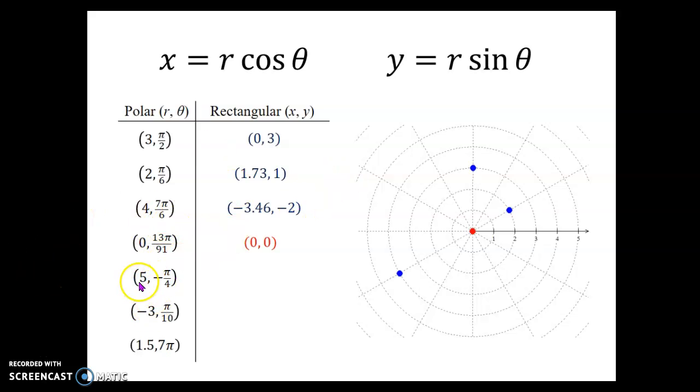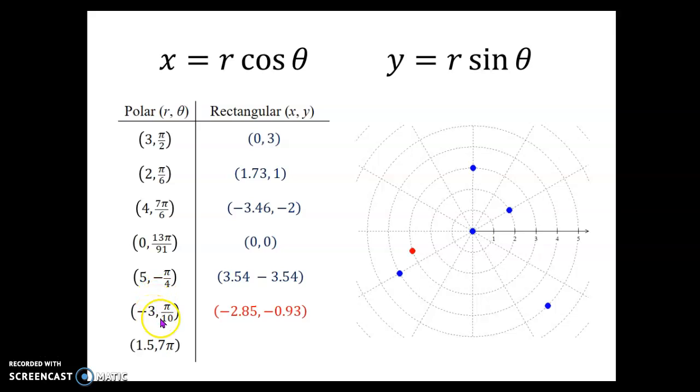Okay, now, next one, r is 5 and theta is negative pi over 4. So negative pi over 4 would be down like this way. It would be pi over 4 or 45 degrees in the negative direction. And 5 would be 5 spaces out away from the pole. And the cosine of negative pi over 4 would be square root of 2 over 2. The sine would be negative square root of 2 over 2. So the x and y coordinates of that point would be 5 root 2 over 2 and negative 5 root 2 over 2. Or approximately 3.54 and negative 3.54 in decimal.